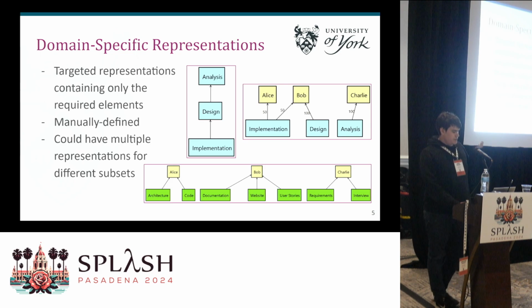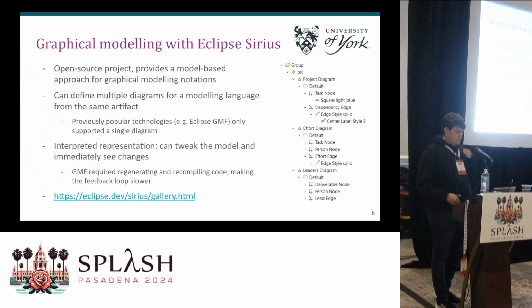We use domain-specific representations. These are targeted representations containing only the required elements. They're manually defined, and they can have multiple representations containing all of the different subsets, and we can also see that we can represent, through the manual specification, them in the more semantically obvious way. So how do we do that?